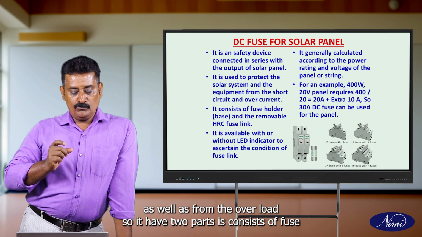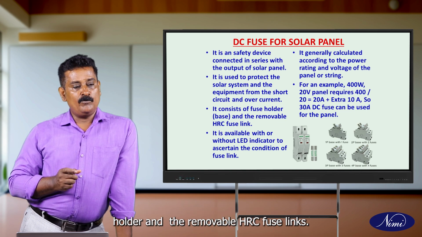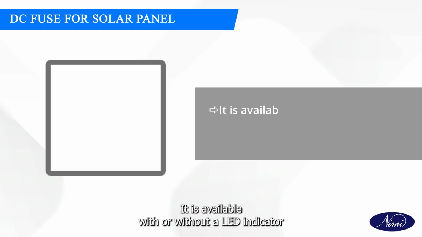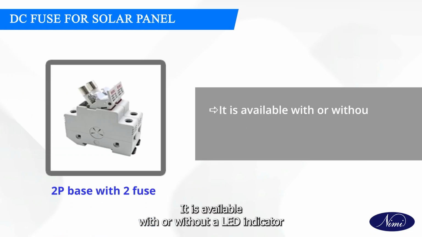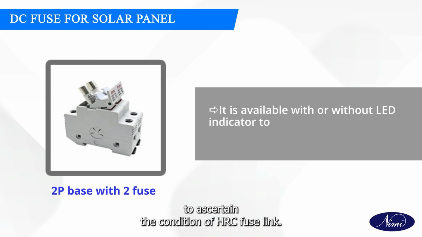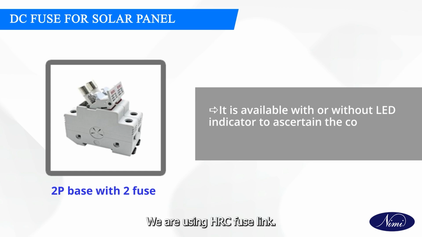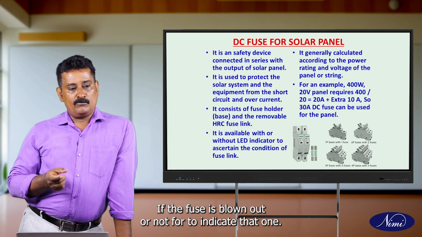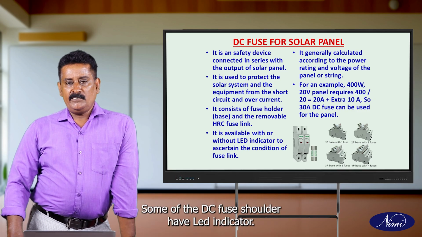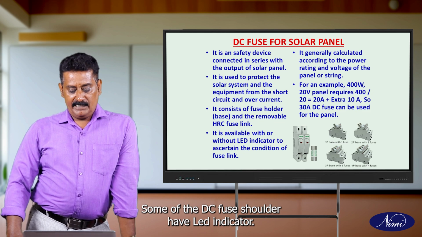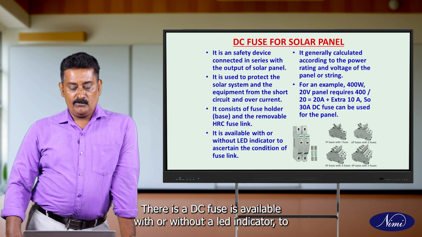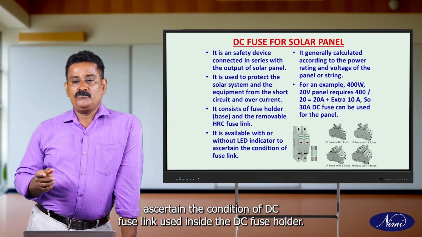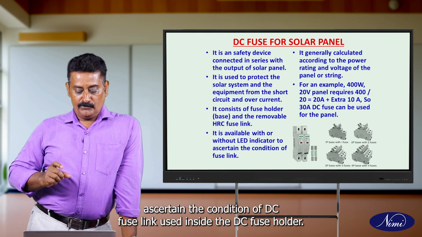It has two parts. It consists of a fuse holder and removable HRC fuse links. It is available with or without an LED indicator to ascertain the condition of the HRC fuse link. We use the HRC fuse link to indicate whether the fuse is blown or not. To indicate that, some DC fuse holders have an LED indicator, that is, a DC fuse is available with or without an LED indicator to ascertain the condition of the DC fuse link used inside the DC fuse holder.